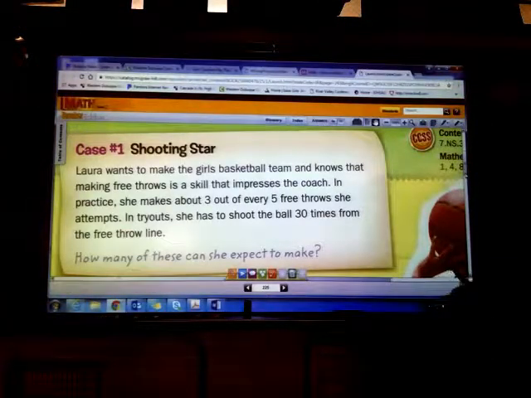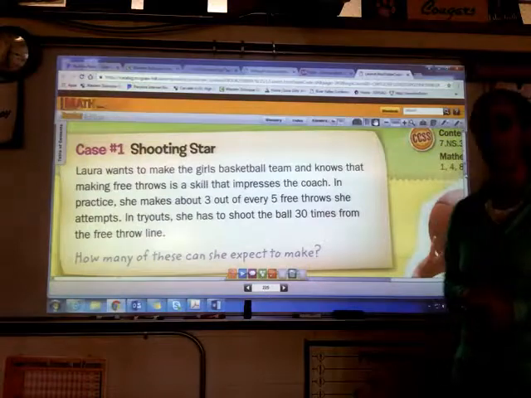Laura wants to make the girls' basketball team and knows that making free throws is a skill that impresses the coach. In practice, she makes about 3 out of every 5 free throws she attempts. In tryouts, she has to shoot the ball 30 times from the free throw line. How many of these can she expect to make?